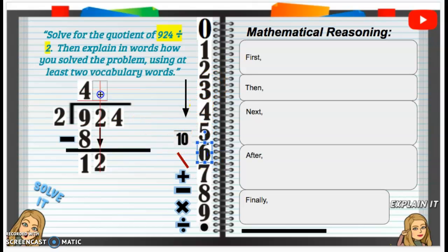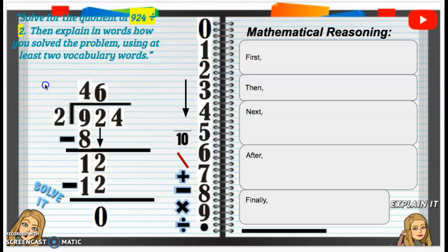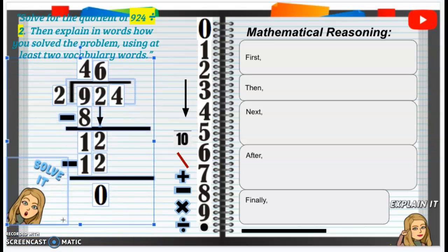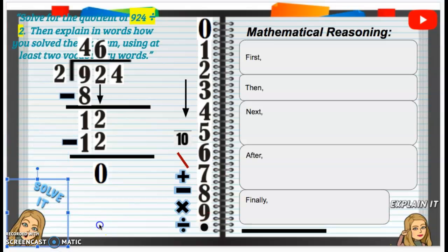So I'm going to put 6 above this 2. And now I know 6 times 2 is 12. Now I'm going to subtract. So I know that 12 minus 12 is going to be 0. I'm actually going to move this up here so I can move this all up. I have 12 minus 12, which is 0.